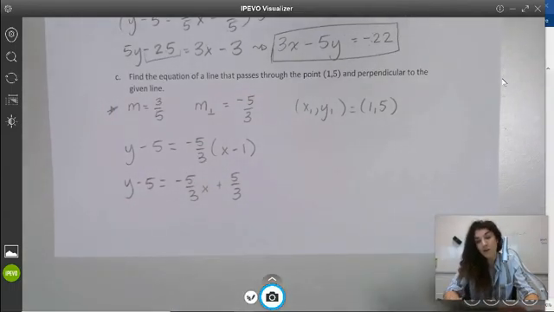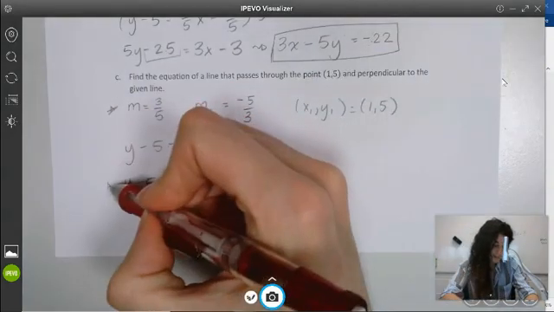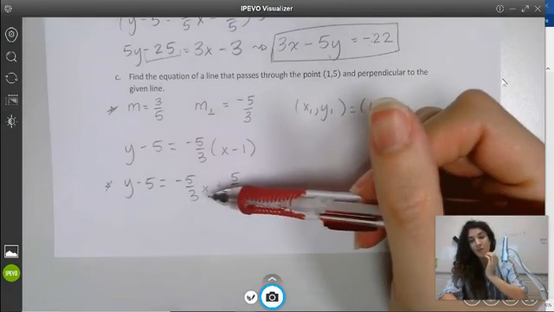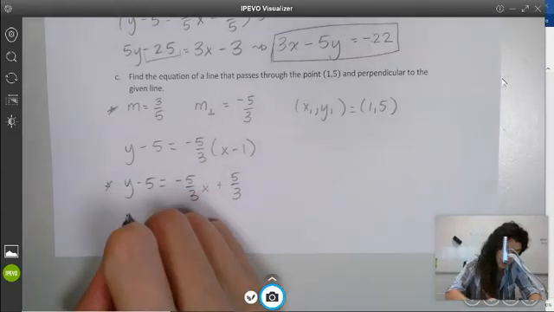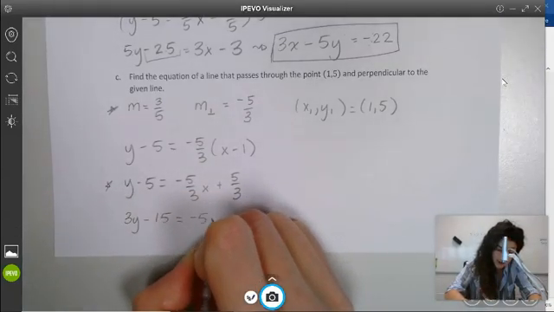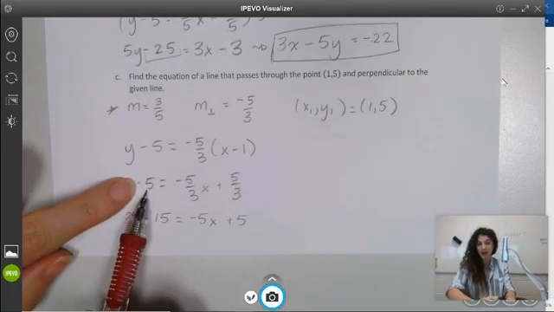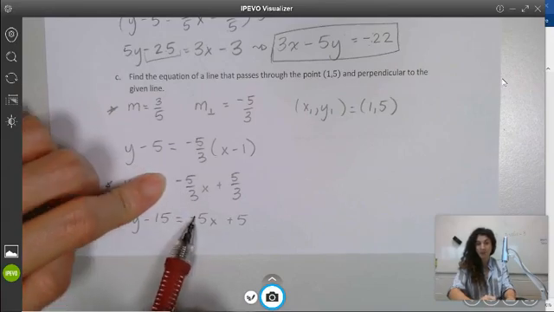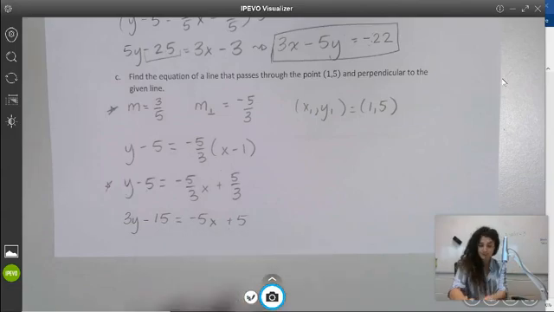I don't want to deal with fractions right now, so I'm going to multiply everything by 3. If you multiply everything by 3, it gets rid of all of these fractions. So then this becomes 3y minus 15 equals negative 5x plus 5. 3 times y, 3y. 5 times 3, 15. Negative 5/3 times 3, negative 5. 5/3 times 3, 5. I just multiplied everything by 3.